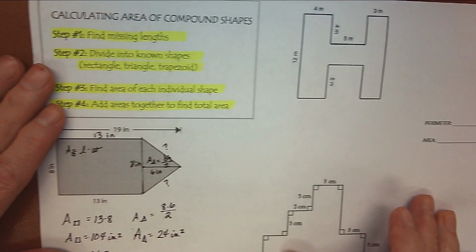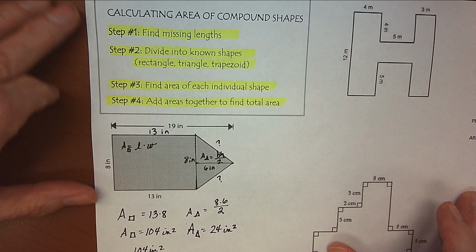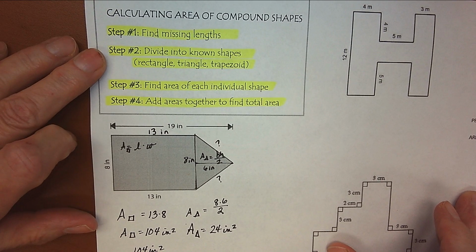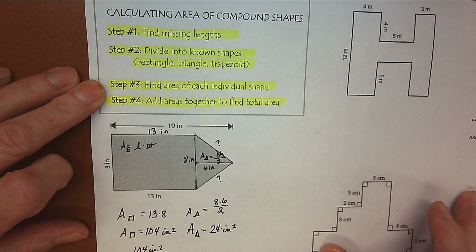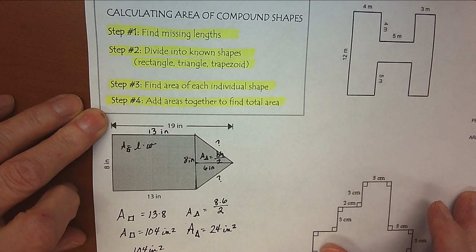All right, for our next shape, we're going to follow these steps. Step number 1, find the missing lengths. Step number 2, divide into known shapes. Step number 3, find the area of the individual shapes. And step number 4, add all the areas together.